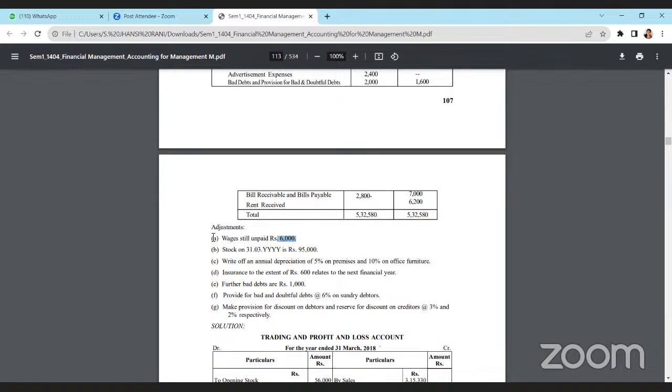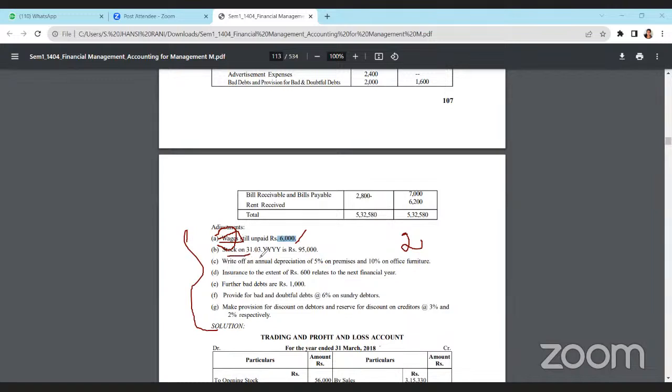What I said, all adjustments will have two effects. So the first effect is I will add to the wages, trading account debit side. And still unpaid, what is the meaning? It's an outstanding, which we have not yet paid. Means it's a liability. So the other effect we will take in balance sheet, current liabilities, outstanding wages 6,000. So first effect is we will add to the wages, and the other effect is balance sheet liabilities. Under current liabilities we will write outstanding wages.